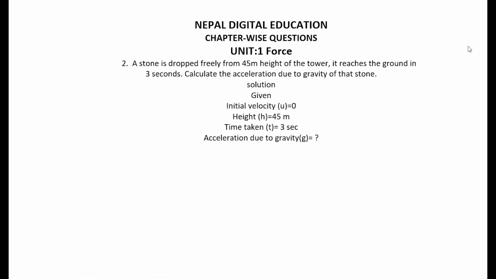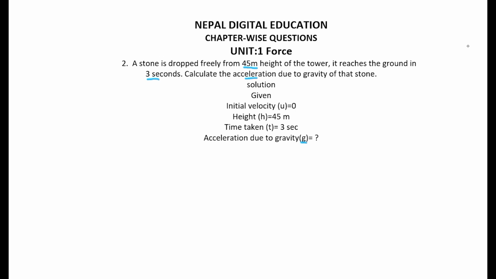Let us look at the second problem. A stone is dropped freely from a 45-meter height of the tower. So h is given, 45 meter. It reaches the ground in 3 seconds. So time is given, 3 seconds. Calculate the acceleration due to gravity of that stone. So we have to find the value of g.